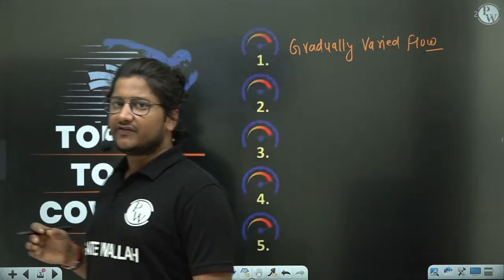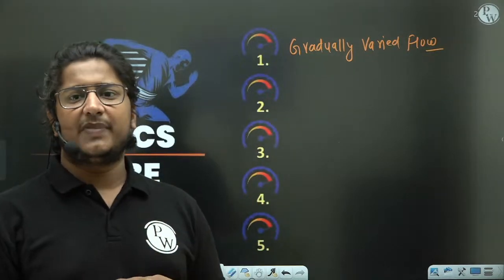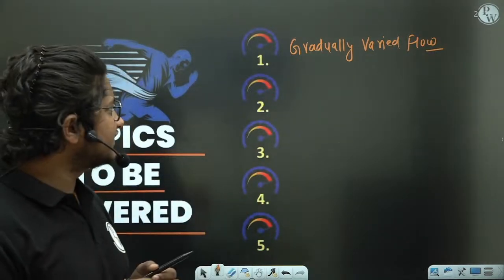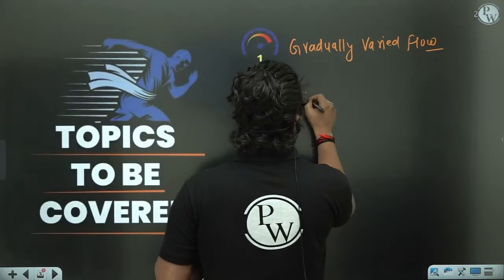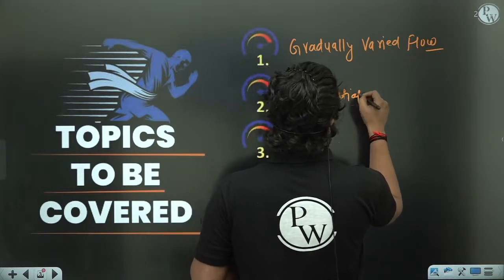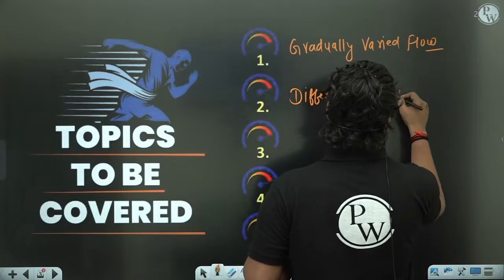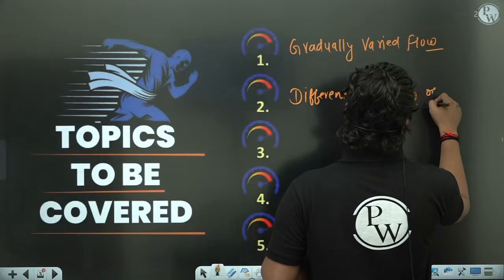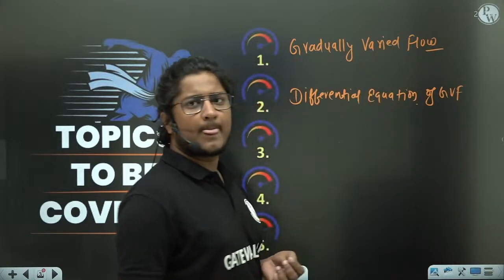Majorly in gradually varied flow, we are dividing this big topic into 3 parts. First one, I will be giving you the differential equation, or sometimes we also call this the dynamic equation, of GVF. So this is the first part of this topic.